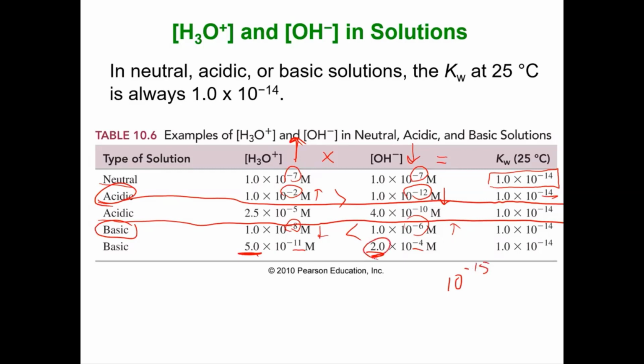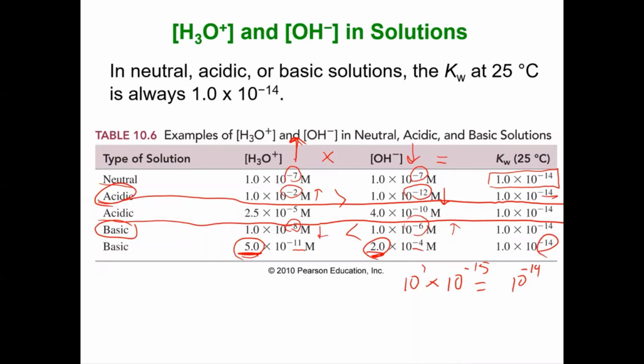But if we take 2 times 5, what does that add up to? 10. And isn't 10 just 10 to the 1 power if we're using base 10? And what happens when I go 1 times 10 to the minus 15, I get 10 to the minus 14. So it still ends up being that constant.